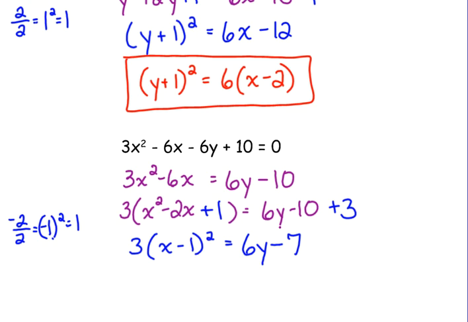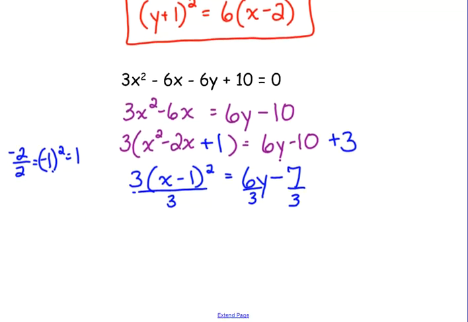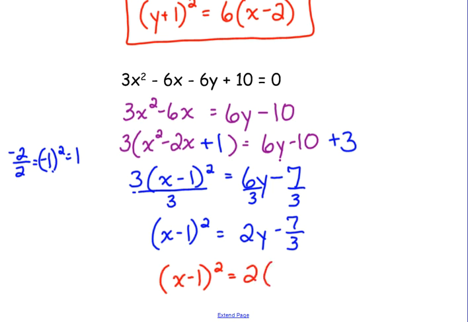Okay, our standard form didn't have a number in front of the squared stuff, so we need to divide everything by 3. So we've got x minus 1 squared is equal to 2y minus 7 over 3. And then our last step is to factor out that GCF on the right side. Okay, if we factor out a 2, it's like we divide by 2 or multiply by 1/2. So that's going to leave us with 7 over 6 inside of our parentheses.